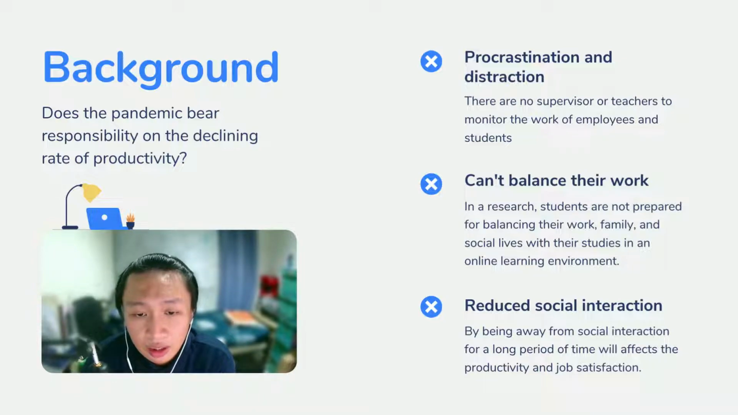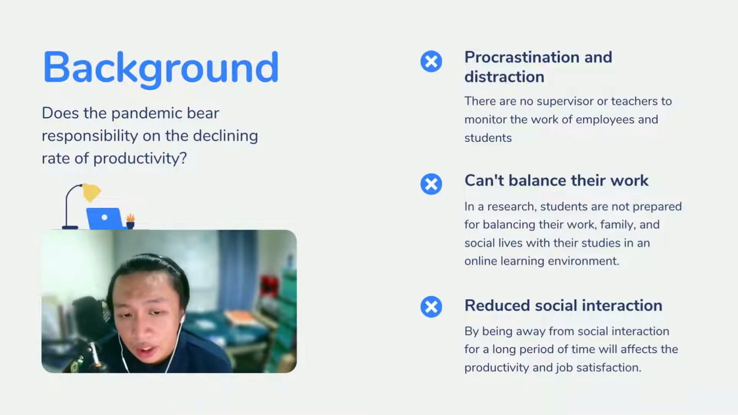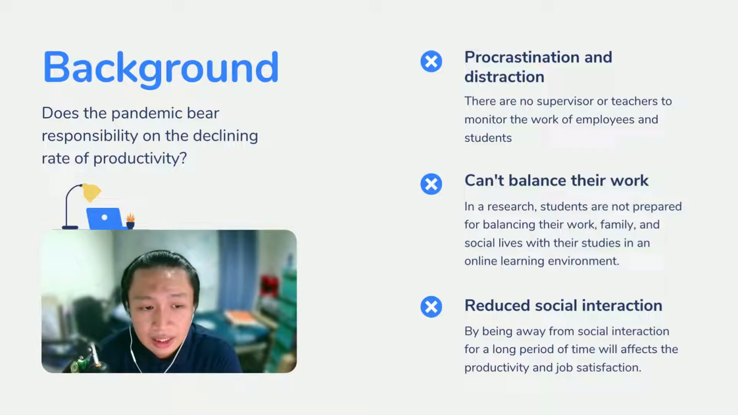This is because companies such as Microsoft and Affirm saw a large spike in productivity in the first couple months of quarantine, but humans are ultimately social beings. Being away from social interaction for a long period of time will affect their productivity and job satisfaction. Furthermore, some students and employees are having a hard time juggling between their work and house chores or free time, as they are in the same place.